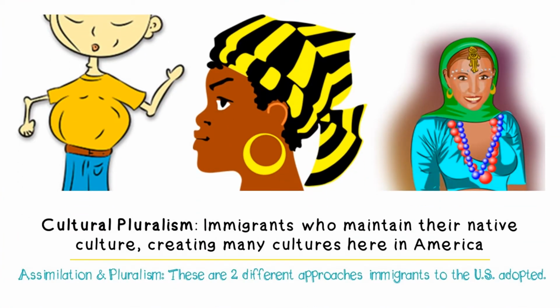The opposite of that is cultural pluralism. This is when immigrants come to the United States and they become citizens and they plan to live here their entire lives, but they hold on to the culture of their country of birth, whether it be the clothing, the food, music, or all of the above. So these are two different ways that people can come here and live their lives in America. Assimilation, pluralism.